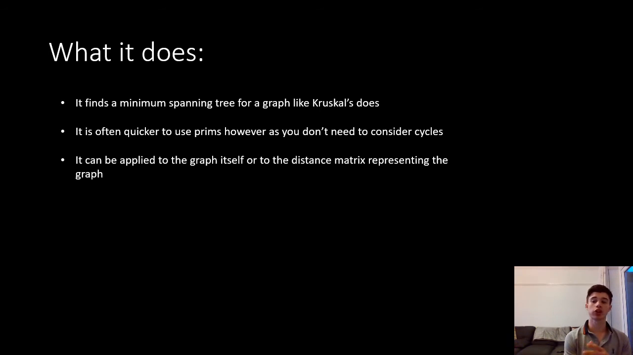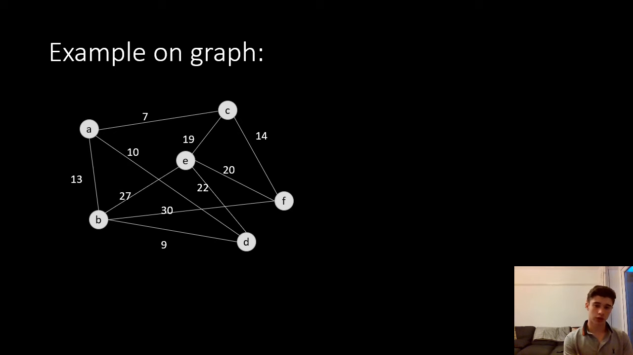So you can actually do Prim's on the graph itself, which you'll be doing it on. So from the graph like we do with Kruskal's, or you can do it from a distance matrix, which we'll look at in a minute, which is basically like a table with all the weights of all the arcs in it. So we don't actually have to look at the graph or have the graph with us to do Prim's. So first, let's look at the graph method.